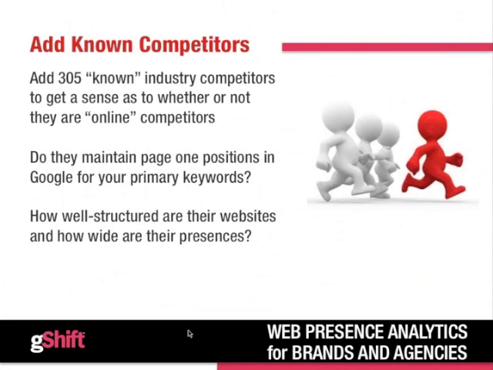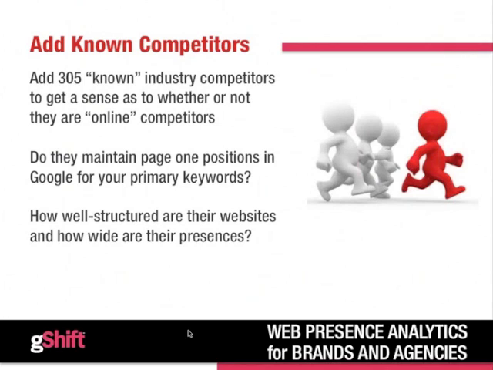But let's talk specifically about competition. So where do we start with competitors in gShift? Well, the simplest is to add 3 to 5 of your known competitors to get a sense as to whether or not they're truly online competitors. All of our clients certainly have competitors that they identify in the quote unquote real world. Those are competitors they assume they're competing against online.